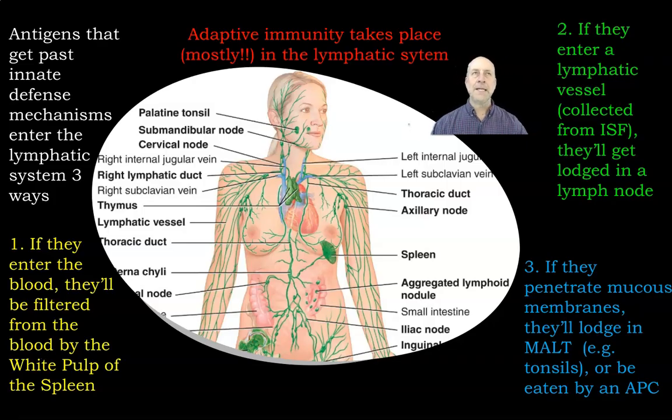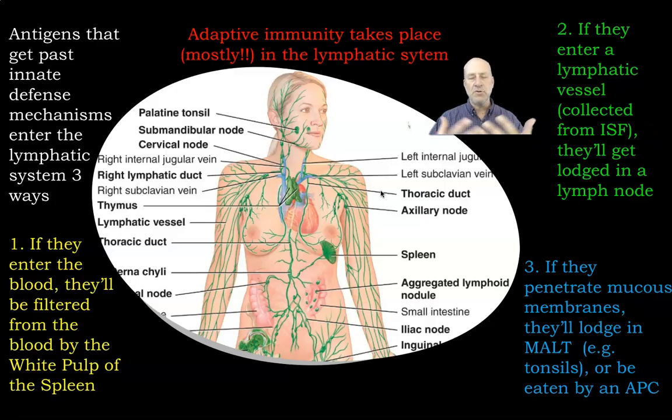So how can these antigens, once they get past the innate defense mechanisms, past the integument, past the mucosal membranes, enter the lymphatic system? Well, I'm glad you asked, because there's three ways. One, if they enter directly into the blood, which is very, very likely, they'll be filtered at the spleen by the white pulp of the spleen in the sinusoidal capillaries that just allow everything. Essentially, when the capillaries get to the spleen, they just dump the contents into the spleen, let it all be sorted out, and then recollect it and bring it somewhere else.